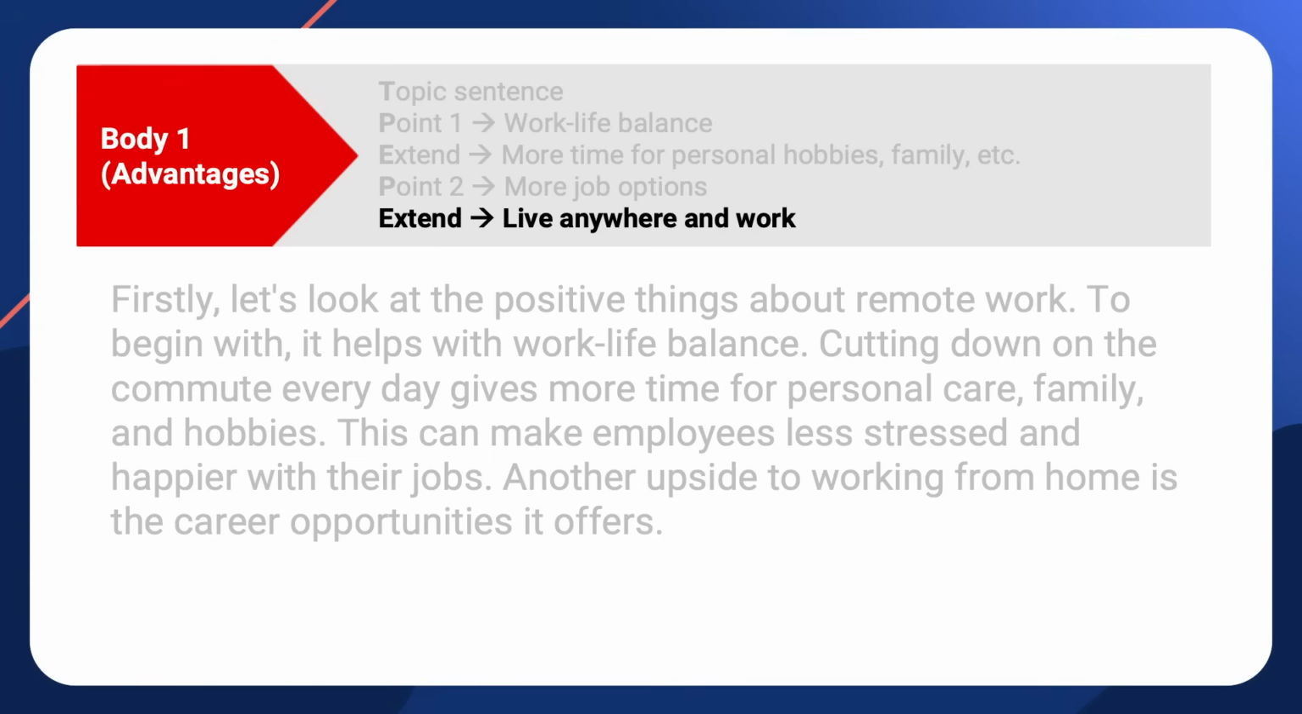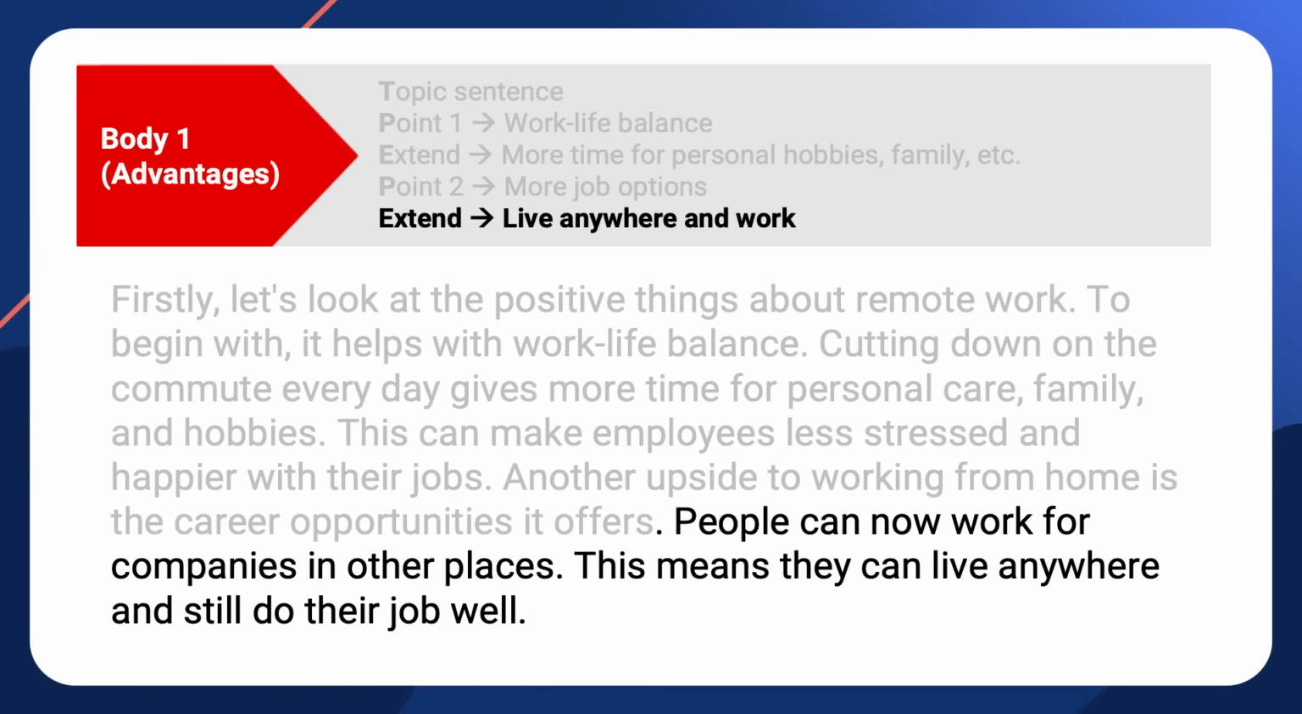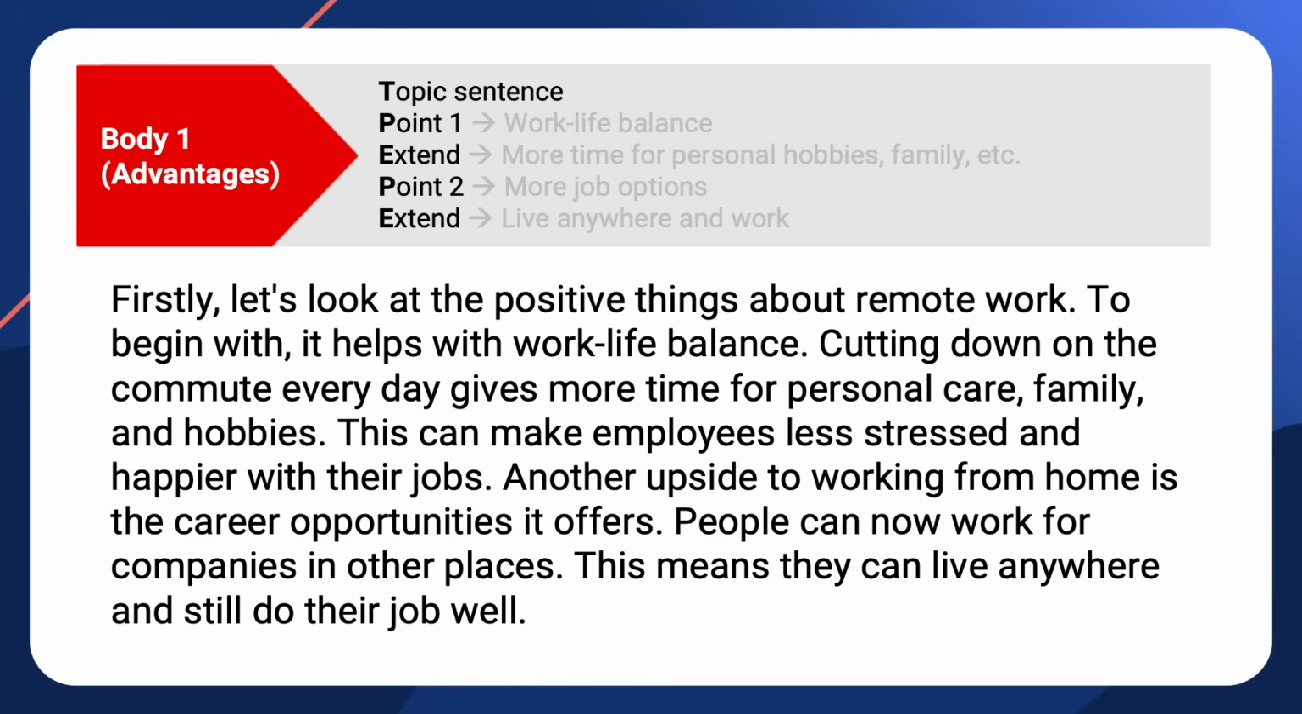And I'm now going to extend on this point. People can now work for companies in other places. This means they can live anywhere and still do their job well. Notice that when I extend my point, sometimes I use 2 sentences. This allows me to fully address the point that I've made and give an example and also explain it. And that's our first body paragraph complete.